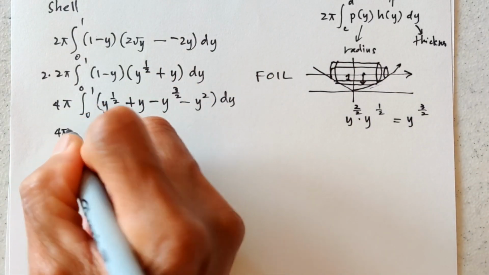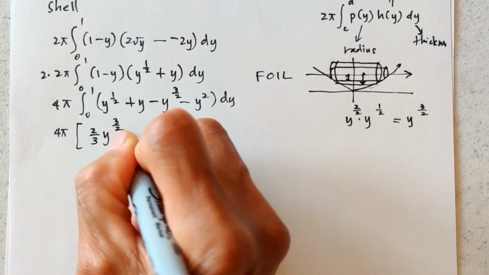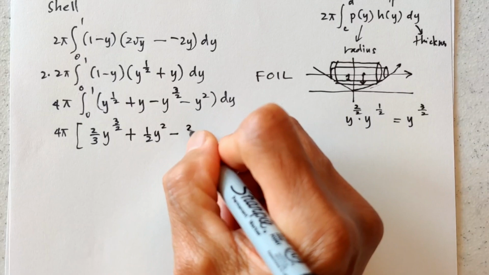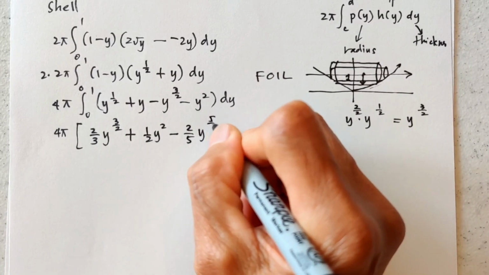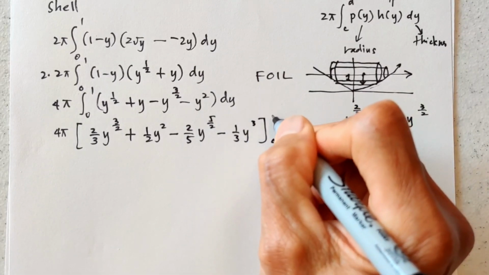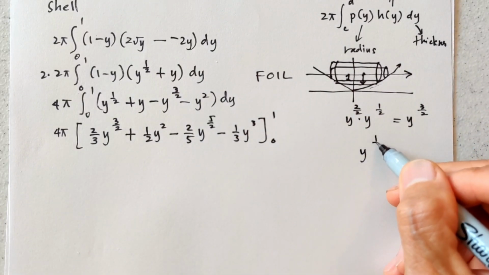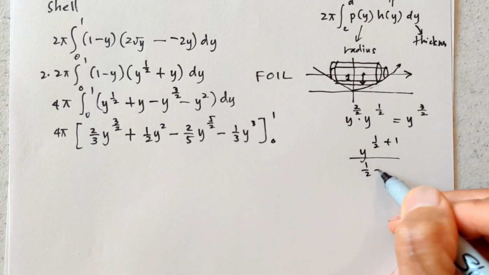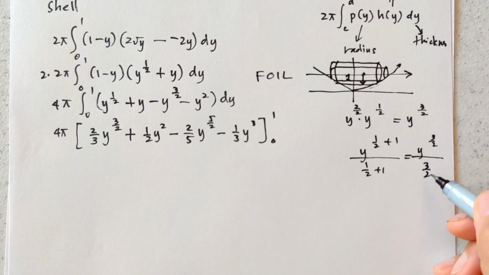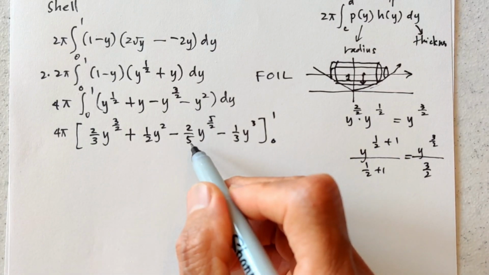Integrating every term using power rule, that becomes 2/3 y to the 3/2 plus 1/2 y squared. That will become 2/5 y to the 5/2 minus 1/3 y cubed from 0 to 1. Let me explain why this becomes 2/3, right? So you recall, by power rule, you add 1 and you divide, right? So this is actually y to the 3/2 over 3/2. But when you divide by a fraction, you multiply by the reciprocal, so that you get 2/3. And that's how you get 2/5 as well.